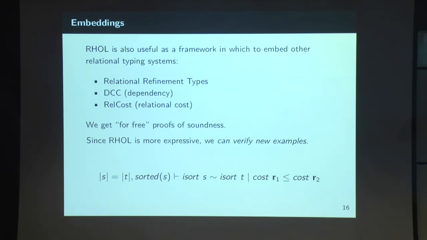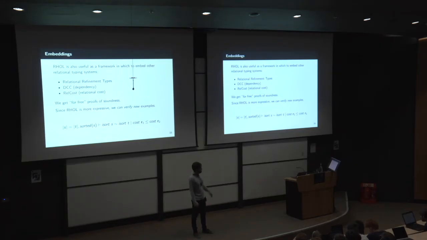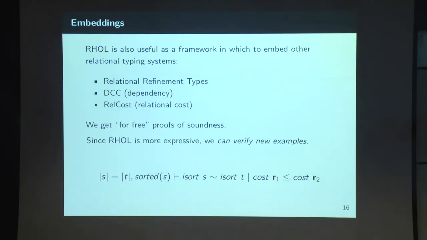Then we have another system, which is the dependency core calculus. So we show how to track dependency properties in RHOL to prove properties like non-interference. And we also prove an embedding of RHOL cost. So RHOL cost is a system to compare the cost of 2 programs in a relational way. And so the great thing of embedding this into RHOL is that we can verify new examples, because these systems cannot deal with terms that have different types or terms that have widely different structures.